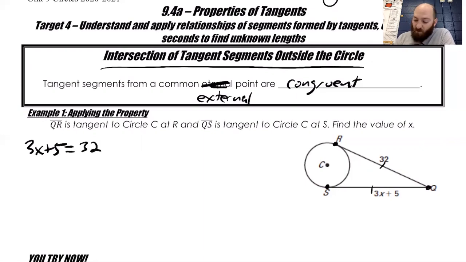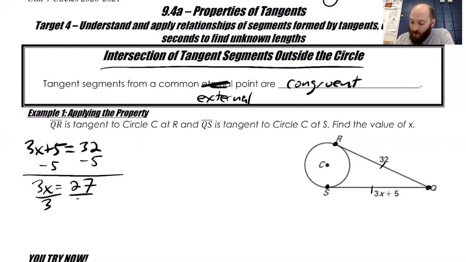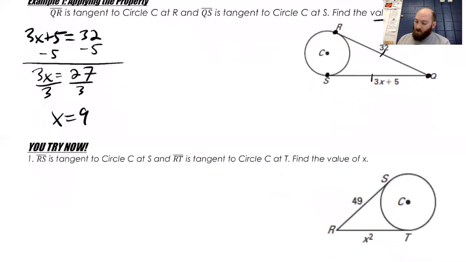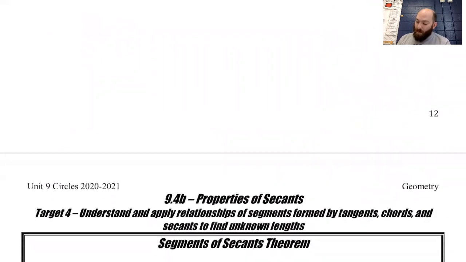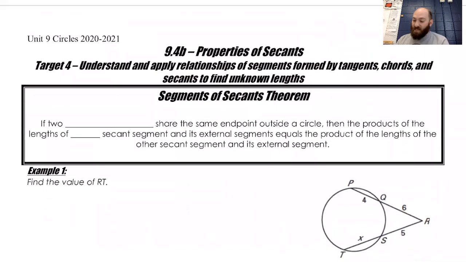And now we just solve this out. So we subtract 5 from both sides. 3x is equal to 27. Divide both sides by 3, and I get x equals 9. And that's all I need to find there. So that's what we're looking at in this scenario. Two tangents come together, you set them equal to each other. You can try that on your own with a little bit of quadratics with the x squared, but I'm going to go on to properties of secants.